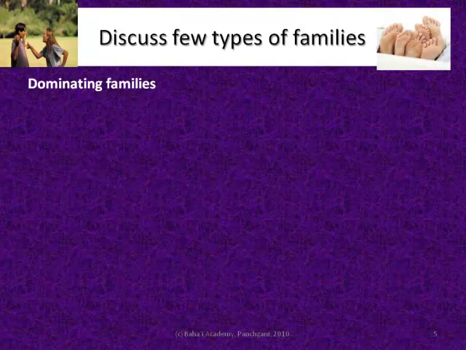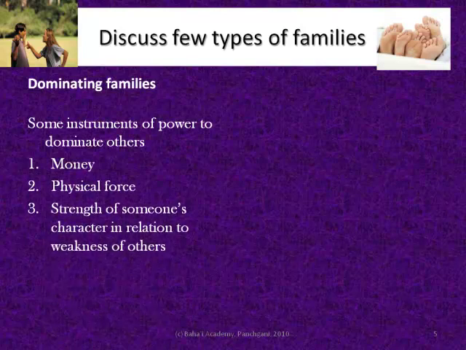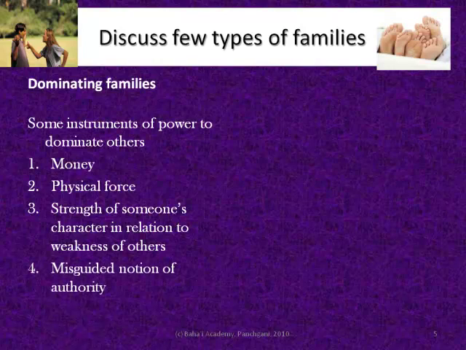In such families, there are a number of instruments of power that are used to dominate others. These instruments include money, physical force, the strength of someone's character in relation to the weaknesses of others, for example, one's higher intellectual abilities, and a misguided understanding of authority because of one's age or position.